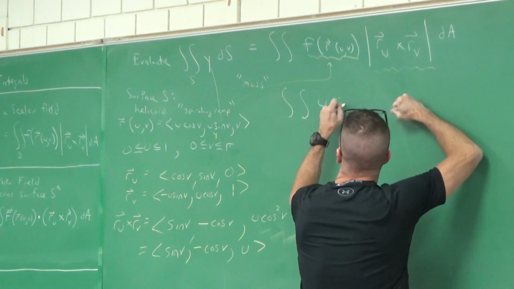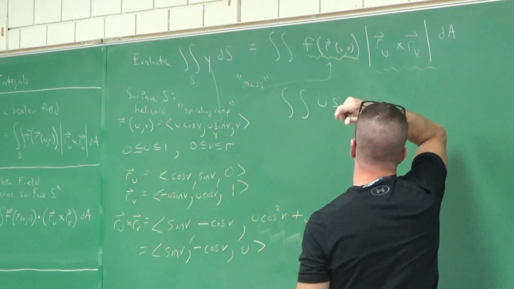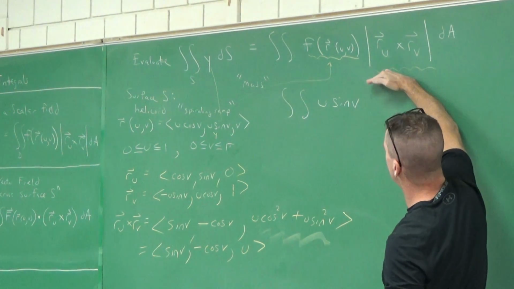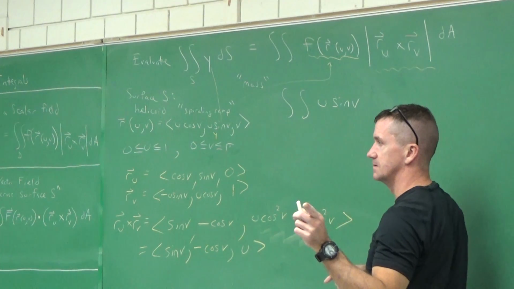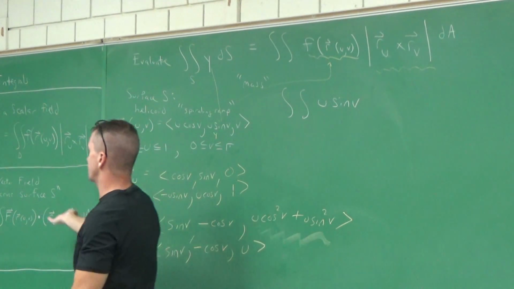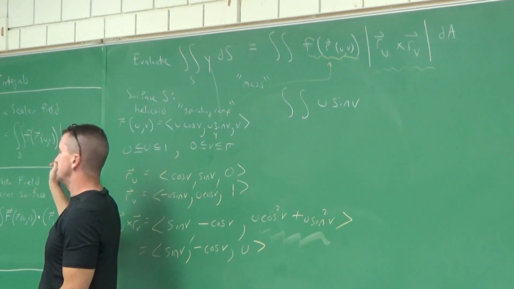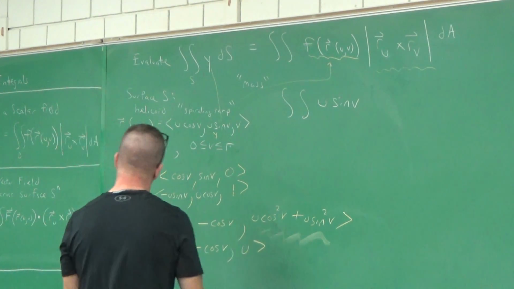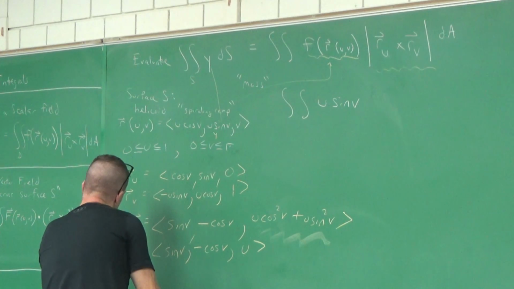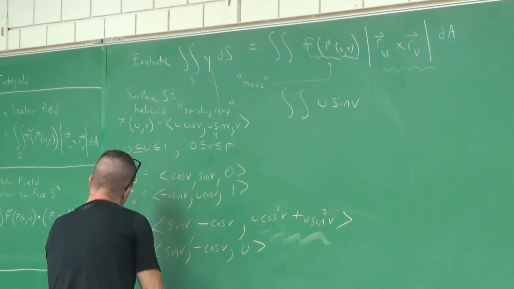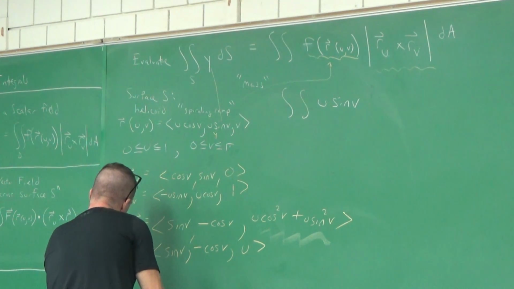U sine v. What goes here, though? We should find the magnitude. So later on today, we'll do surface integral vector field. You have to do a dot product with the normal vector, but in this case, he's exactly right. We need the magnitude of this. So what is the magnitude of r_u cross r_v? What's the magnitude of this?